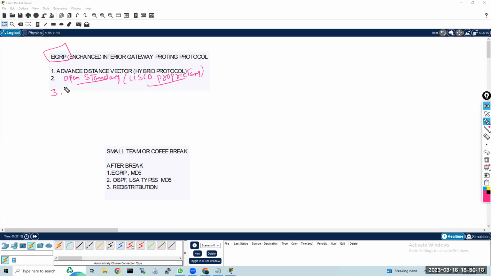The third point is it is a classless routing protocol. What do you mean by classless? It will support the subnet mask also. If the network is subnetted, that also it will support. It supports subnets, that is VLSM, variable length subnet mask.